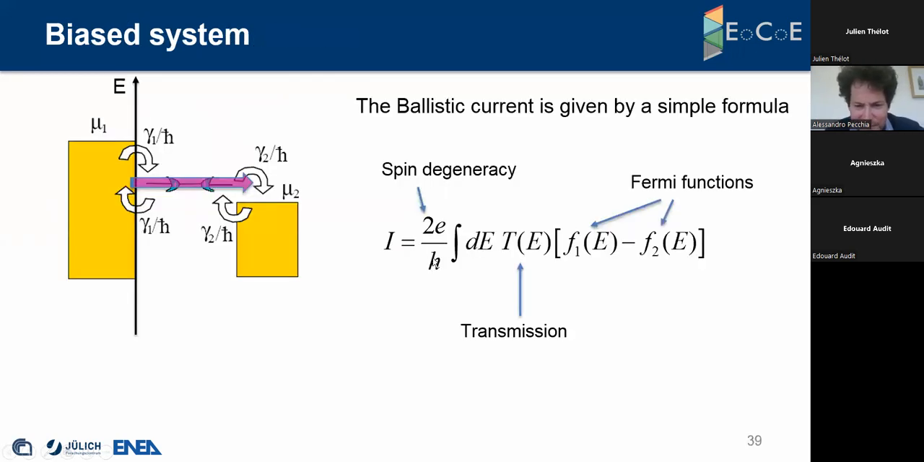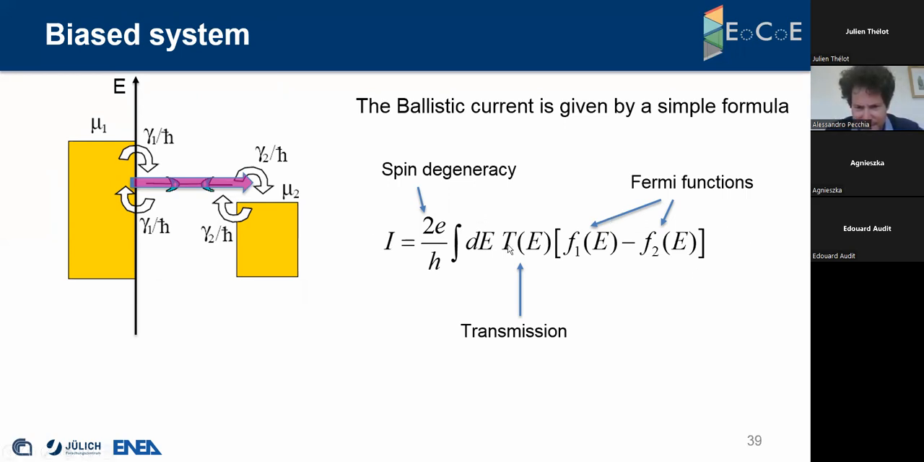And h is always there whenever you have energy. In fact, the units are charge times energy per unit time, energy simplifies and you have charge per unit time, so current. In fact, this is current, not current density. This is really the current carried by this graphene nanoribbon.